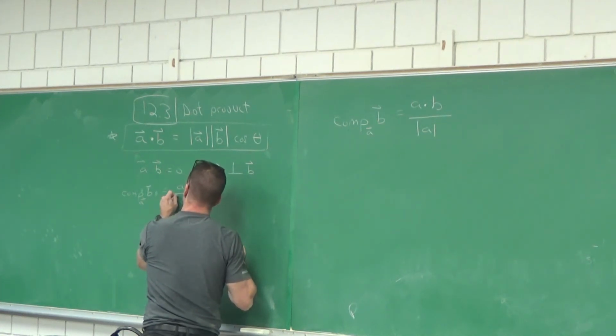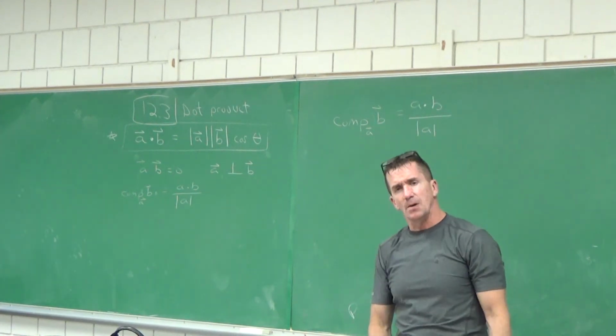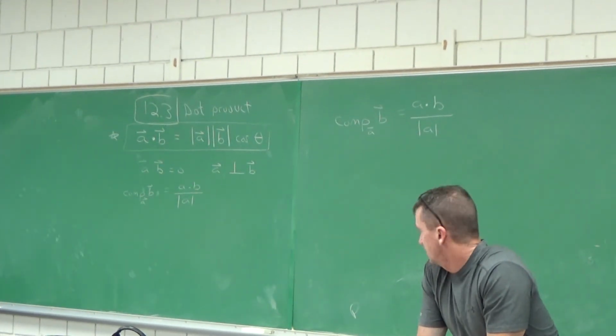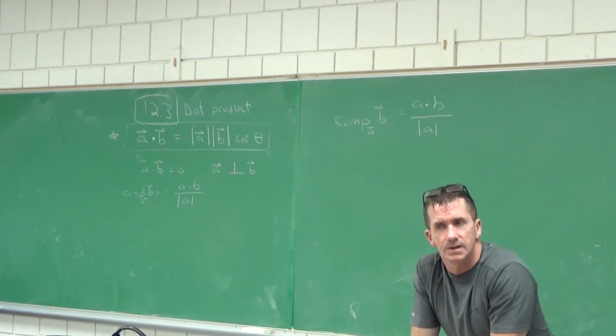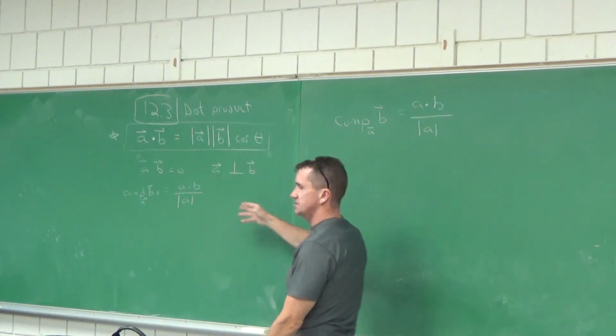I'm going to draw a picture so you can make sense of what this would look like. First of all, the component of B along A, that's what it's called. It's a scalar value. You all agree. Look at the formula. It's a scalar. All right, so that's a scalar value. It's just a number.